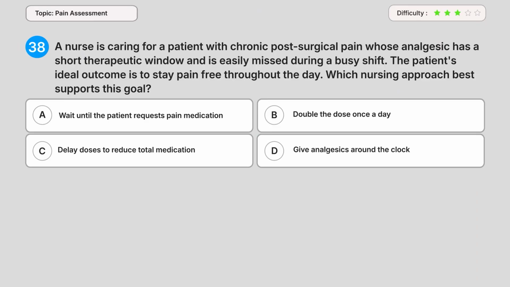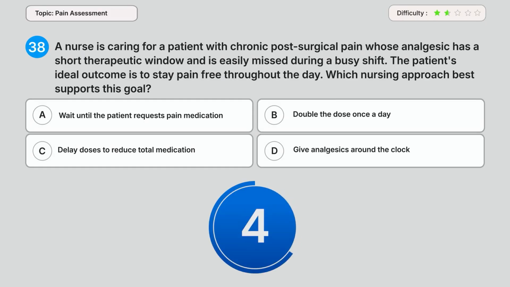A. Wait until the patient requests pain medication. B. Double the dose once a day. C. Delay doses to reduce total medication. D. Give analgesics around the clock. What do you think is the answer?